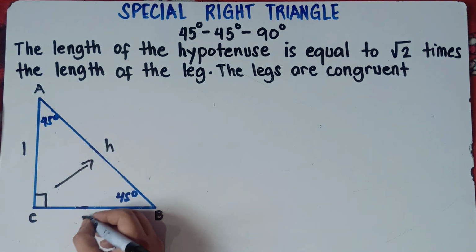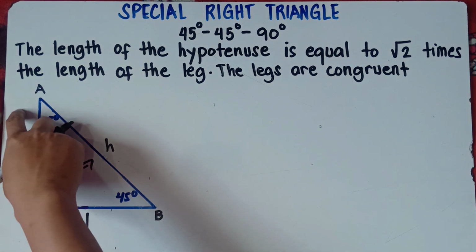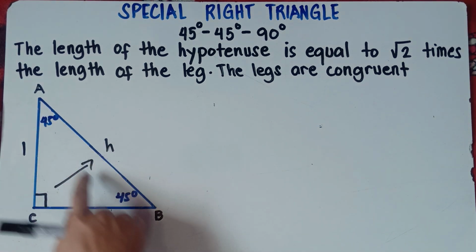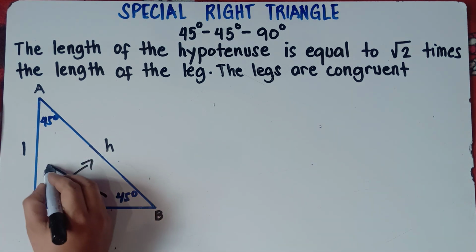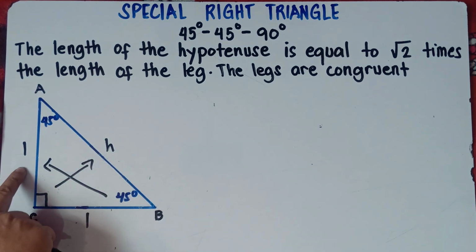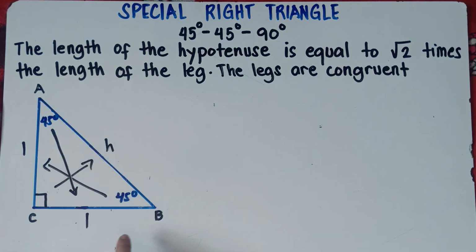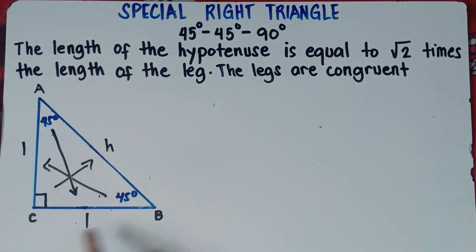And this side AC and side CB, these are the legs. So once again class, if you have a 45-45-90 degrees angle, this leg will be congruent to this leg. Why is that, sir? Because their opposite angle is 45 degrees. So opposite of this 45 degrees angle, this is the side. Same with this, opposite of this 45 degrees angle, this will be the side. So they have the same opposite angle, which is 45. So this leg will be congruent to this leg.